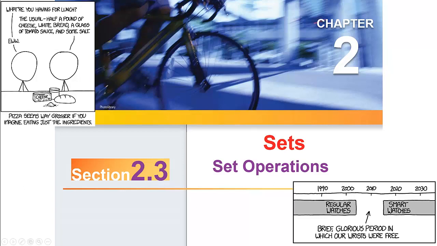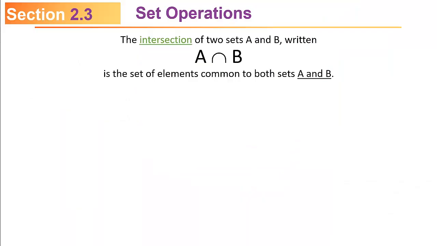We want to continue our discussion of Chapter 2 on sets by covering Section 2.3 on set operations. The intersection of two sets A and B, written as you see on the screen with the arch shape or upside down U shape between the sets A and B, that's the symbol for intersection. The intersection of two sets A and B is the set of elements common to both sets A and B.